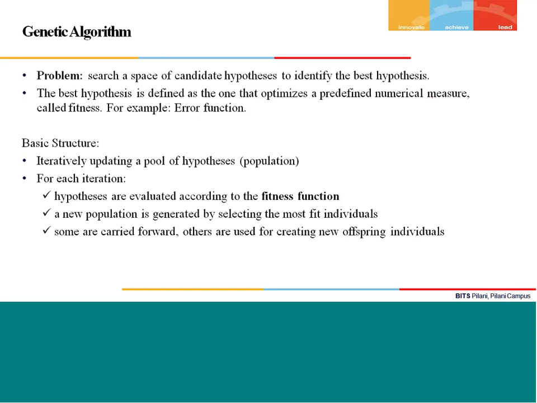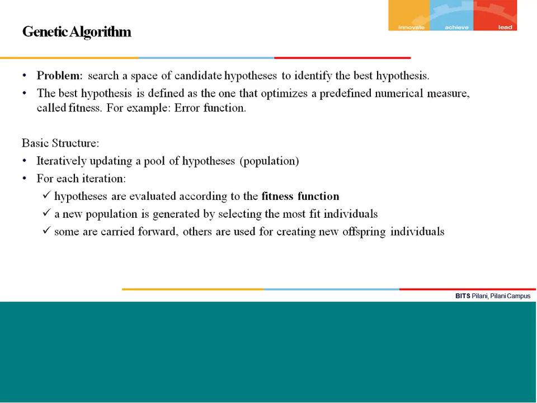We will see this in an example. Just for the sake of theory and familiarity, I will introduce a few terms, and then we will switch over to the numerical example. The best hypothesis is defined as one that optimizes a predefined numerical measure. For example, we had an error function in the curve fitting case. Here also we have a numerical measure to evaluate how my hypothesis is doing. This is called a fitness function.